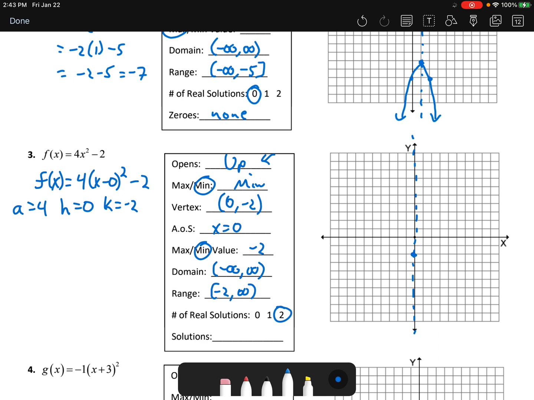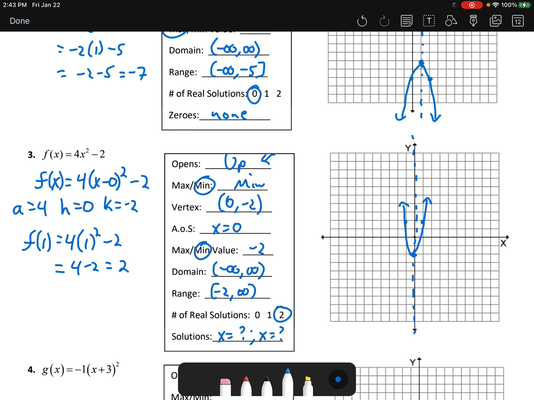Okay, so I'm just going to pick a point that's close to 0. So let's go 1. 4 times 1 squared is 4 minus 2, right, which is 2. So 1, 2 is a point. So if we mirror that over to the left, we end up with this skinny little parabola. Now there is no way to find those solutions without using our calculator or having more knowledge.